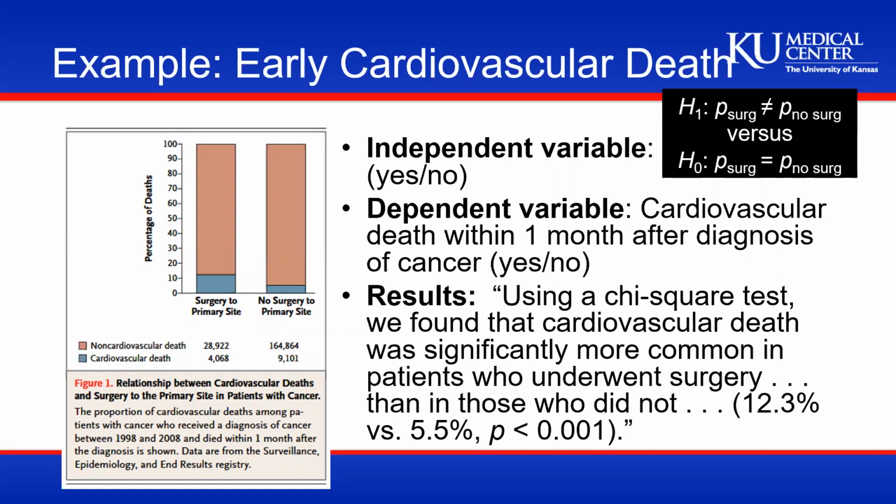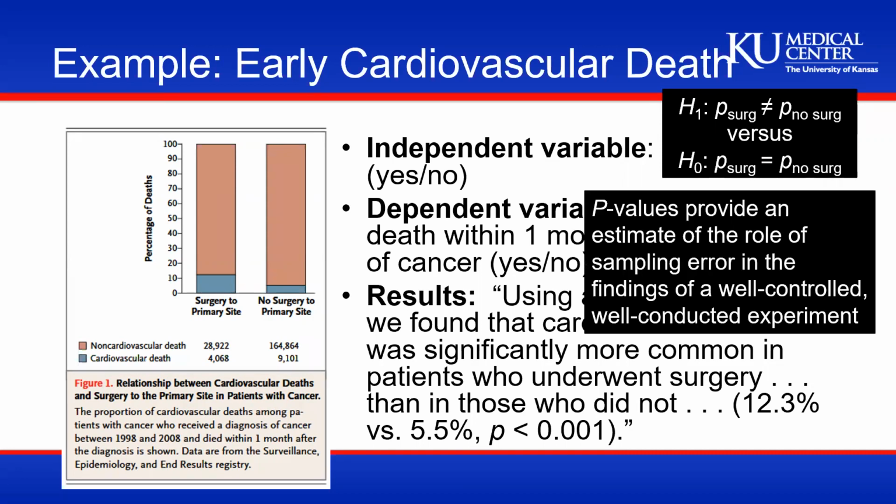Severity of the cancer, type of cancer, primary site location, comorbidities, age, whether the surgery was or was not performed, kind of thing, right? So again, p-values provide an estimate of the role of sampling error in the findings of a well-controlled, well-conducted experiment. This generated a hypothesis for us. It did not confirm one.